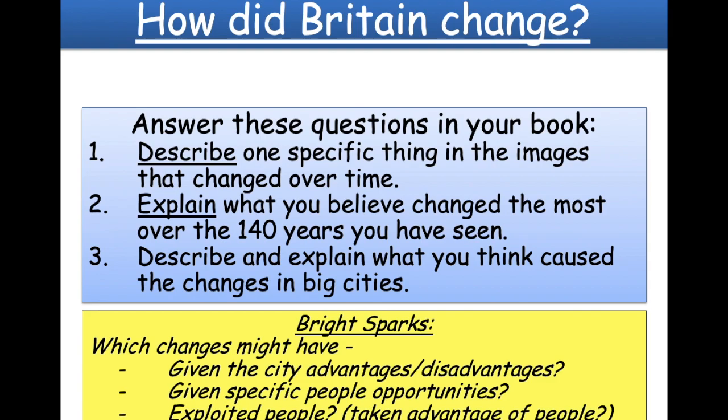So lots of things for you to be thinking about. This section, Bright Sparks, so this is our extension. If you fancy doing a little bit more, as I know some of you will, I'd like you to identify which changes might have given the city advantages or disadvantages. So what has changed in those images for the good, that would be advantages, and what has changed for the bad? That would be our disadvantages. Which changes have given more opportunities to people? Is there more opportunity for housing, more opportunity for work? And which changes might have exploited people or taken advantage of them? So what things might have changed that perhaps aren't very good? And remember, everything in this yellow box is just an extension, but you have to answer these 3 questions in the blue box.